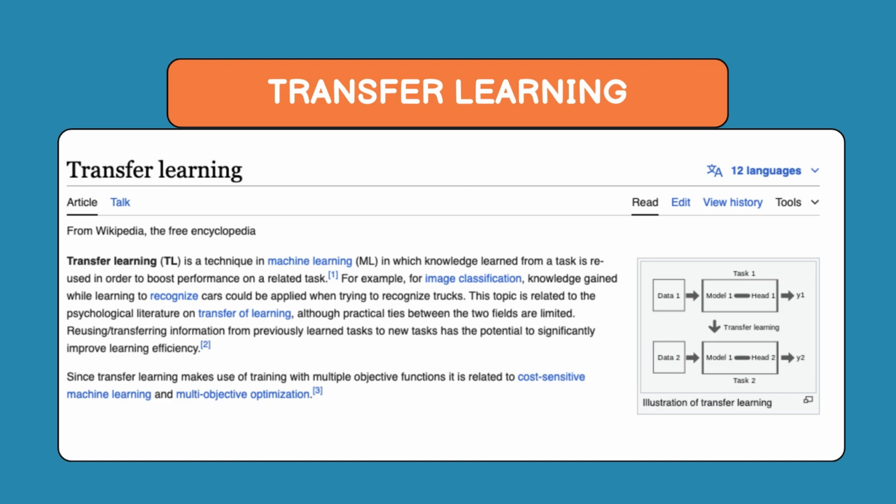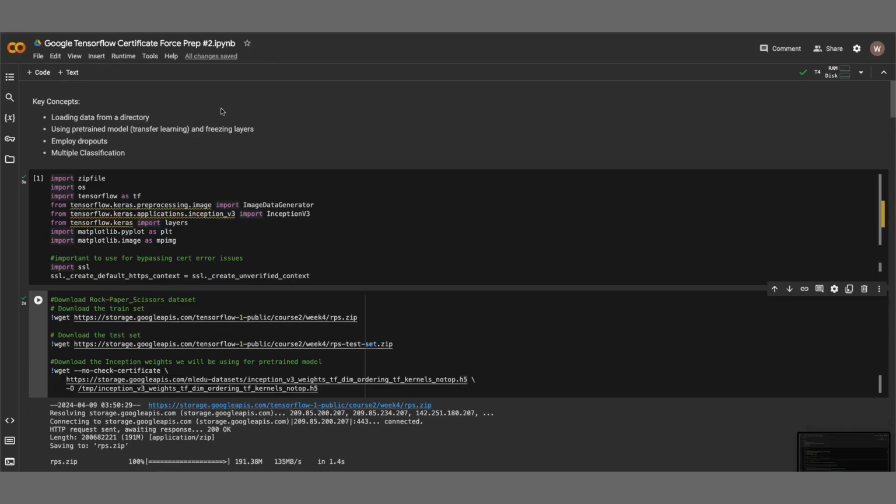So first of all, what is transfer learning? According to Wikipedia, it is a technique in machine learning in which knowledge learned from a task is reused in order to boost performance on a related task. For example, for image classification, knowledge gained while learning to recognize cars could be applied when trying to recognize trucks. In other words, it is a model which has been trained by others which we will use to solve our problem. In this case, it would be a computer vision problem of multi-class classification. Let's dive into the notebook to take a look.